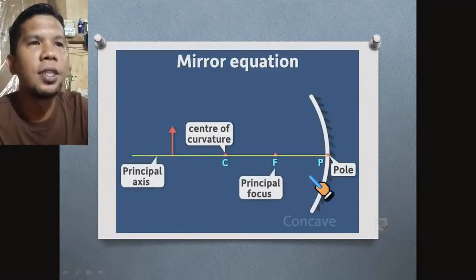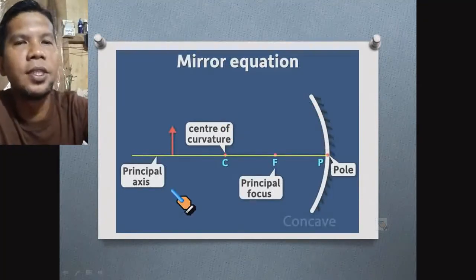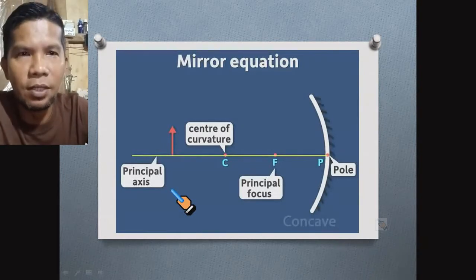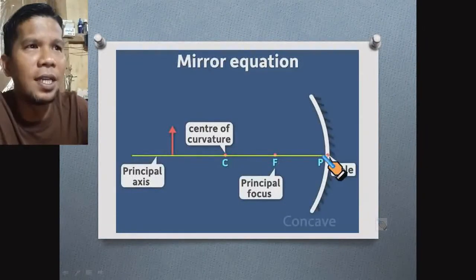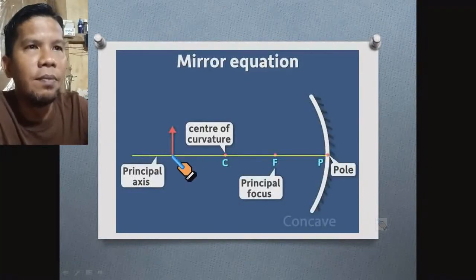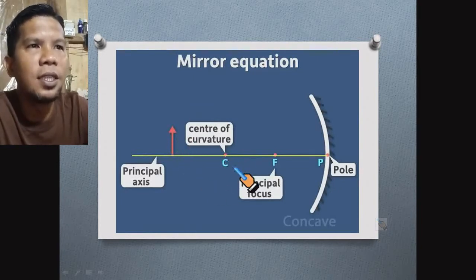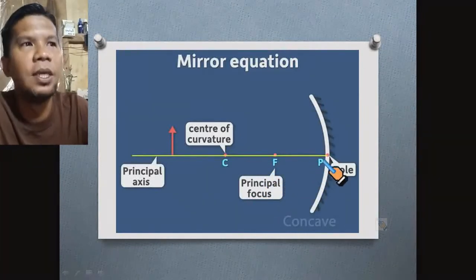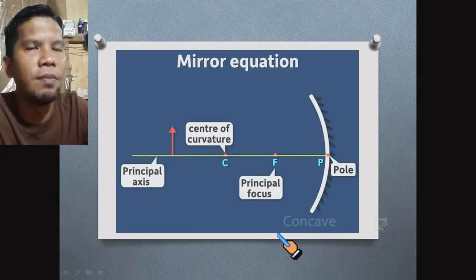Now, looking at this ray diagram, if the students will understand this one, mas maiintindihan nila kung paano na-derive yung mirror equation. Now, we have the principal axis, the yellow line. We have the object, symbolized by an arrow up. That is our object. We have the C, the center of curvature. We have the F as the principal focus, or the focus itself. And we have the P as the pole. Now, this one is our curved mirror. This is a concave, as stated below.